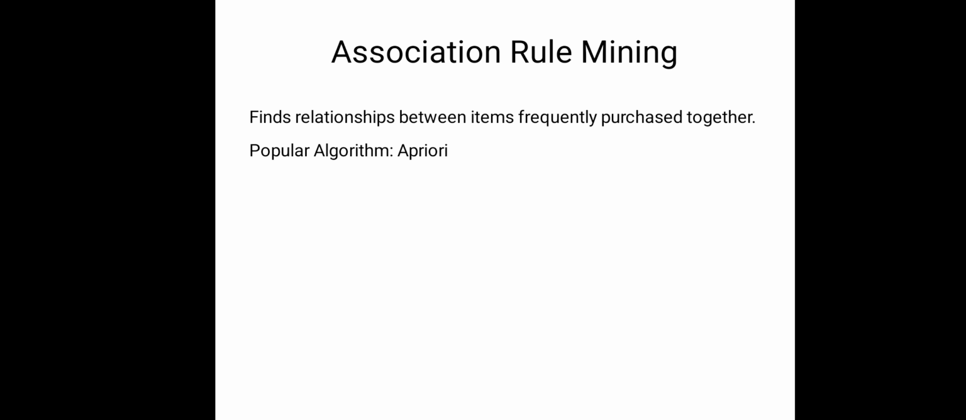Third method is association rule mining. This method discovers products frequently purchased together. For example, if we purchase bread, we frequently purchase butter. Likewise, if we purchase a mobile, we frequently purchase earphones. If we purchase a laptop, we frequently purchase a mouse. The popular algorithm used in association rule mining is the Apriori algorithm. This technique is called market basket analysis.